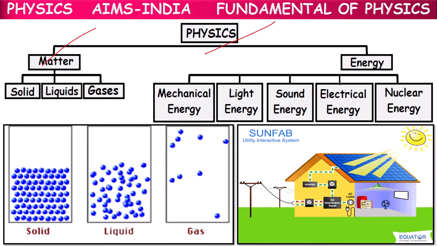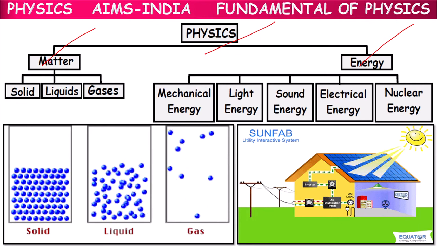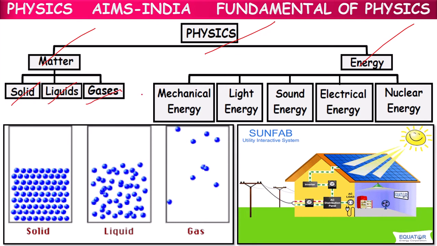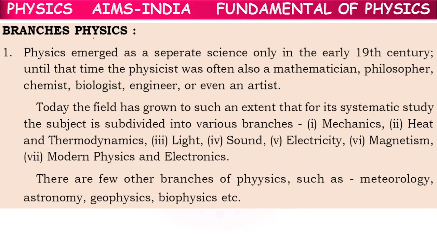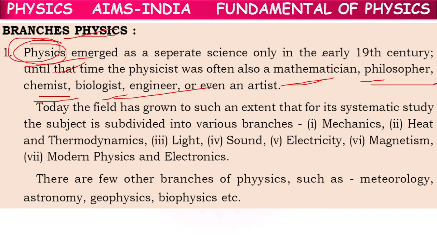Physics is mainly divided into two types, matter and energy. Matter is again divided into solids, liquids, gases. Energy has different forms: mechanical, light, sound, electrical, nuclear. So, branches of physics. In the olden days, physics was combined with other subjects, mathematics, philosophy, chemistry, biology. But later, from the 19th century, it was treated as a separate science. And it has grown to such an extent that physics has been divided into branches: mechanics, heat and thermodynamics, light, sound, electricity, like that.